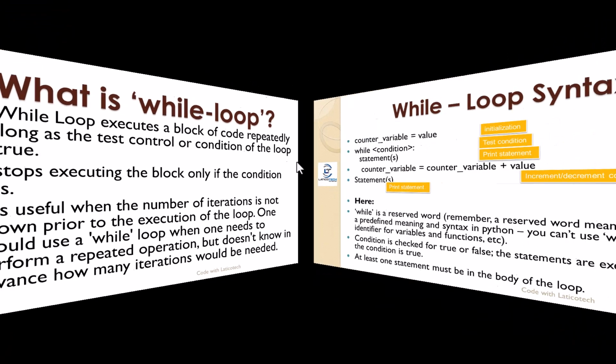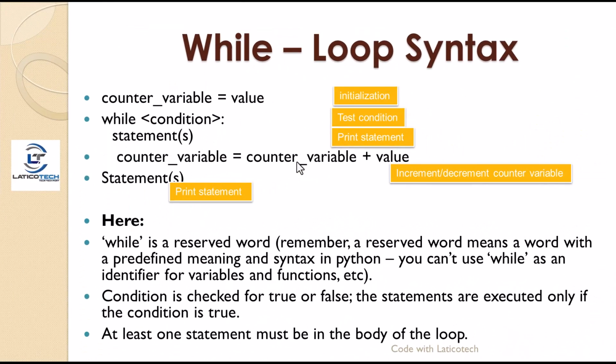Okay. Now look at this. Let's look at the syntax. Within the syntax, we have what we call the counter variable. Now the counter variable, we initialize it with a value, that is the startup count, because looping is about starting from somewhere to another point. So we initialize it with a value, it can be 1 or 0. Then we give a test condition here. So we start with while and give the condition.